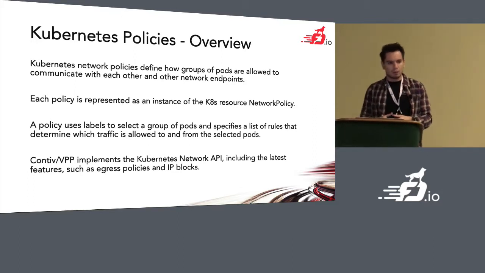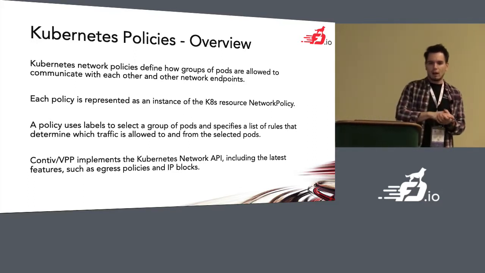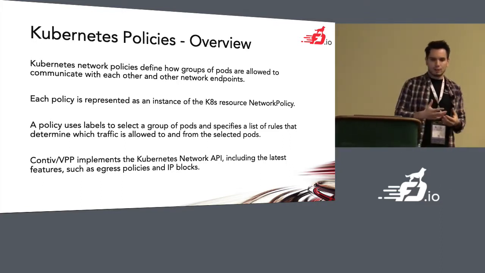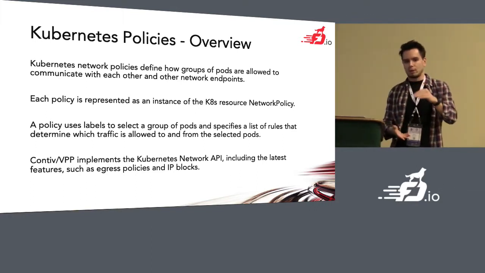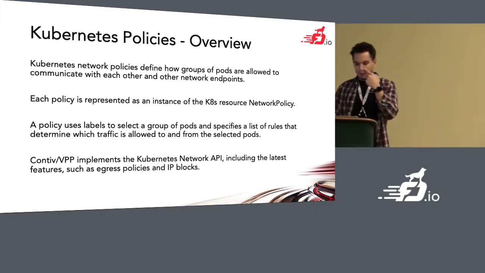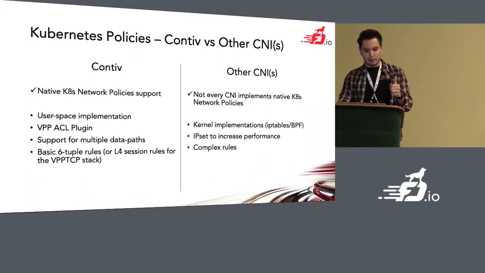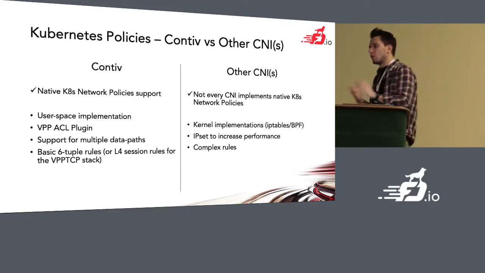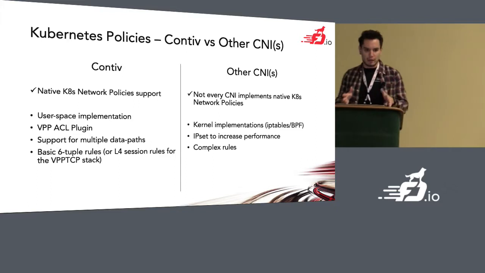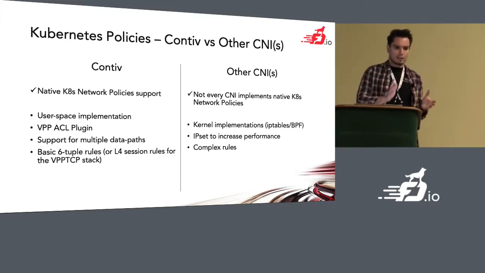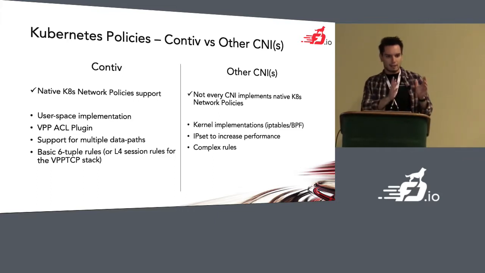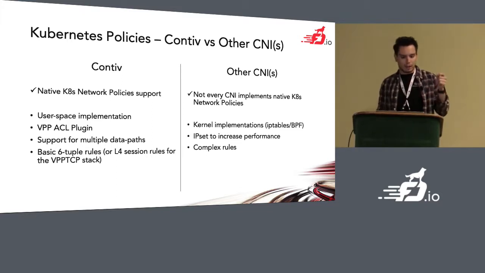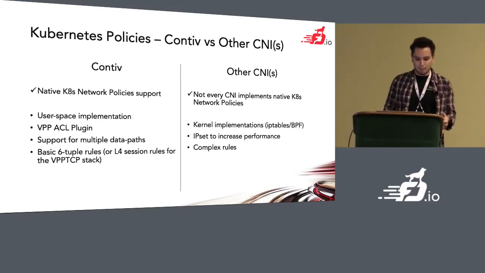The next is Kubernetes policies. Kubernetes network policies define how groups of pods are allowed to communicate between each other. Each policy is represented by a Kubernetes network policy, which is another resource of Kubernetes. Not all other CNI implementations implement the Kubernetes network policy, whereas Contiv.VPP has native support for Kubernetes policies. It's a pure user space implementation, which tackles inside VPP, leveraging the ACL plugin.